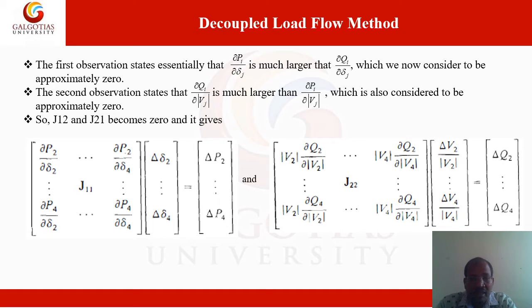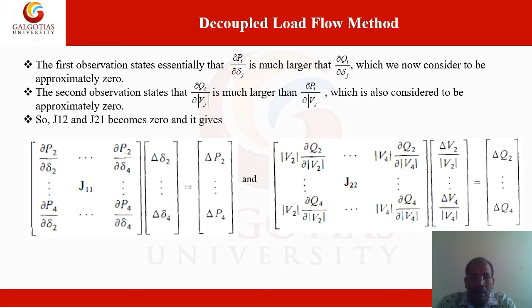because these two matrices differentiate reactive power with respect to del and active power with respect to magnitude. So when we apply these two assumptions, J12 and J21 become 0. Only J11 and J22 will be there. So these two sub-Jacobian matrix elements go to 0.